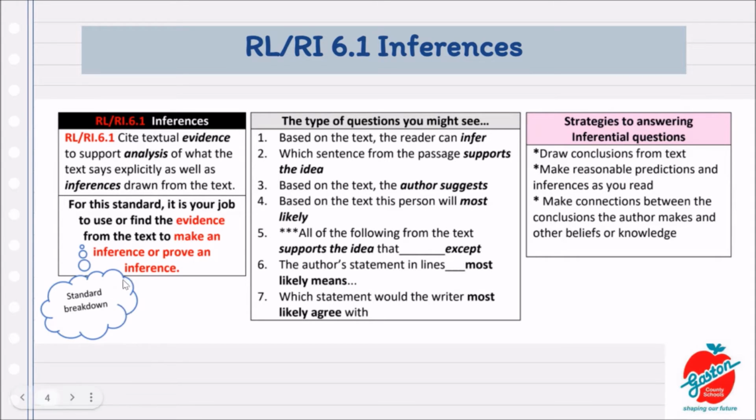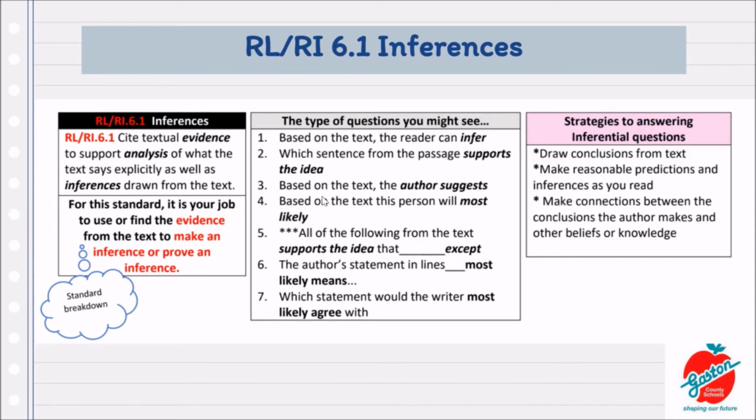What I've done here is give you a standard breakdown. For this standard, it is your job to use or find the evidence from the text to make an inference or prove an inference. A lot of times our students struggle with making an inference because they have to make an educated guess based on the information that they have received. The trickiness comes in when the questions don't have words like infer or inference in them.